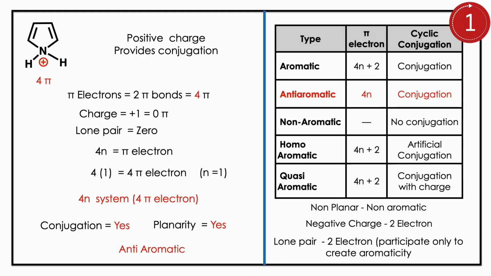It has one lone pair but it is protonated, so it doesn't have any lone pair. So it's a 4n system with 4 pi electrons where n equals 1. Conjugation is definitely there because the cation helps the conjugation, and planarity is also there because of sp2 carbons. So 4n, conjugated, planar, means the given compound is anti-aromatic.